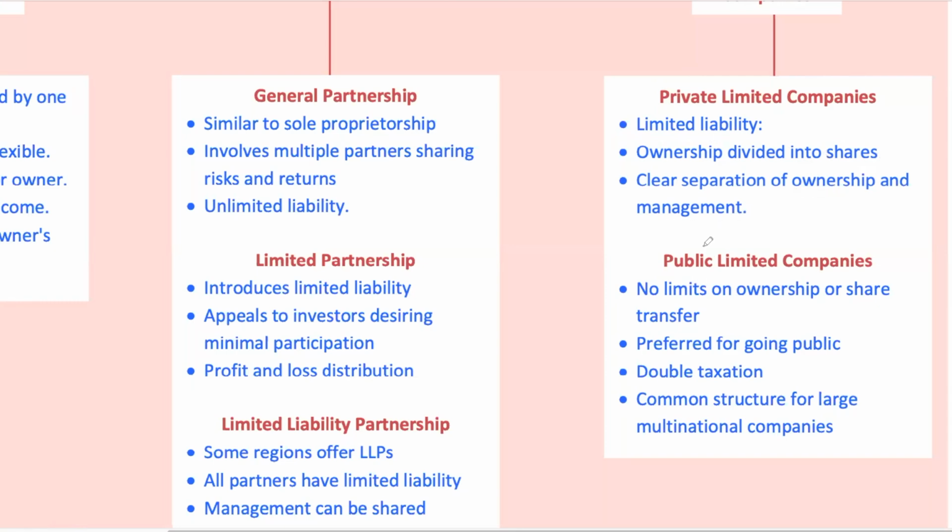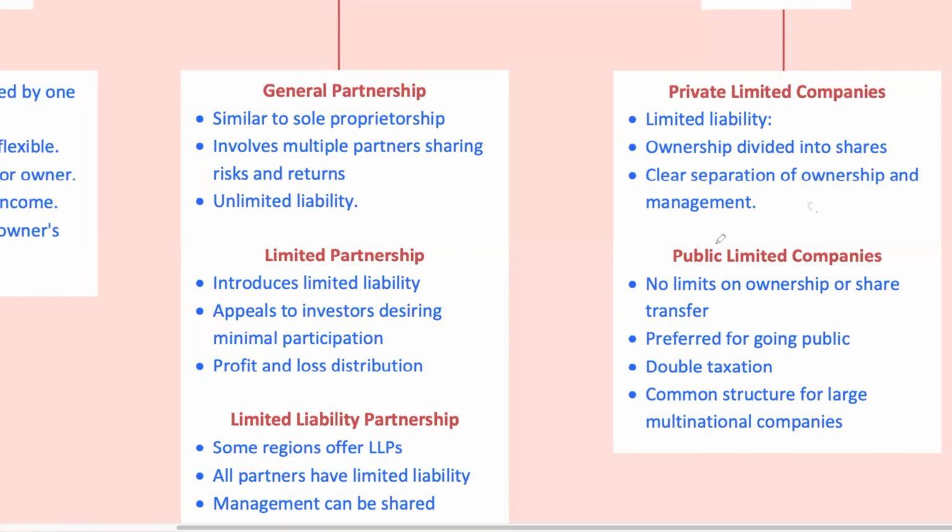They're known by various names globally, like LLCs or S corporations. Public limited companies. These have no limits on ownership or share transfers and are ideal for companies going public. They face double taxation, but benefit from reinvestment opportunities. Public companies can raise large amounts of capital and are common among multinationals.